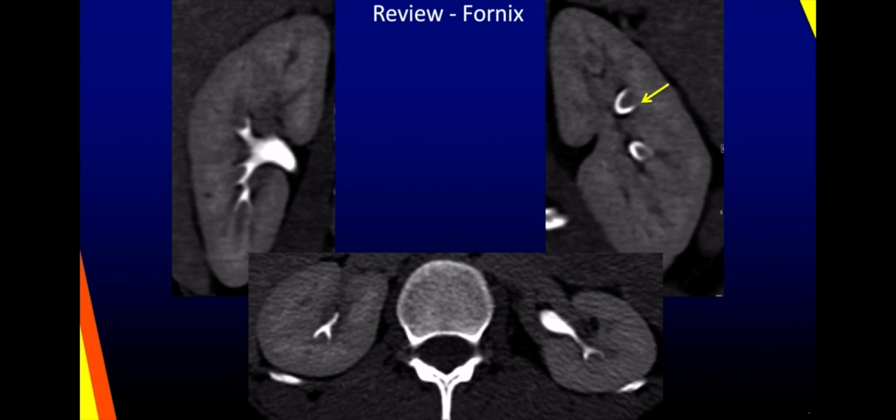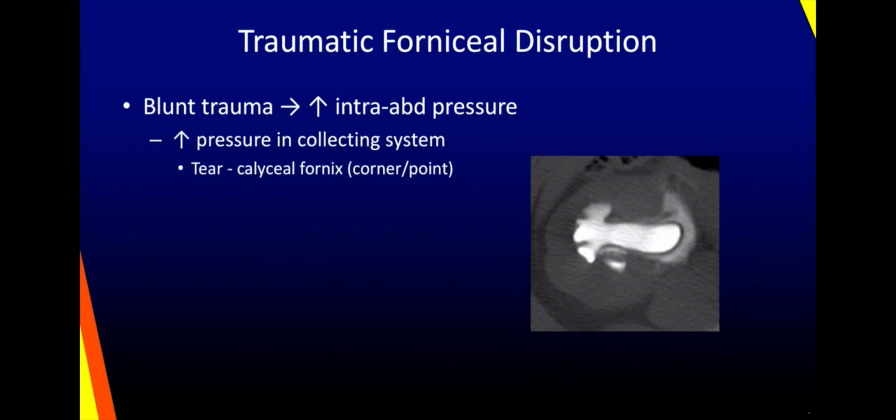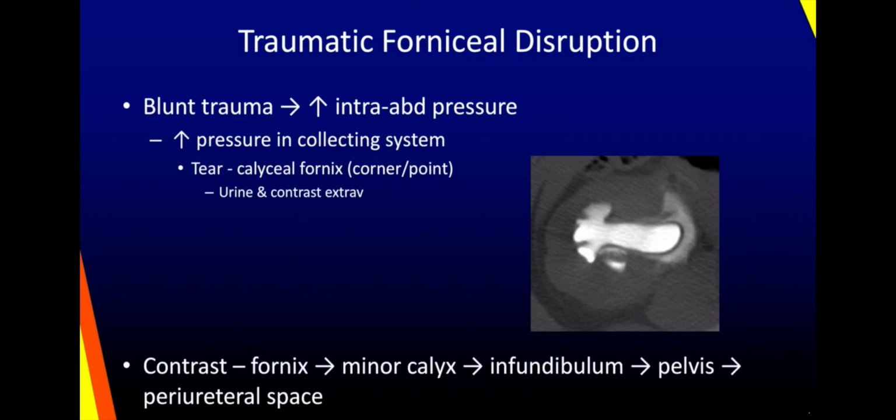These are the corners of the calyces as seen on these coronal and axial images. Blunt trauma can increase intra-abdominal pressure, leading to increased pressure in the collecting system and a tear in the calyceal fornix. This can lead to urine and contrast extravasation. Contrast can pass from the fornix, down the minor calyx, along the infundibulum, along the pelvis, and finally out into the periureteral space.